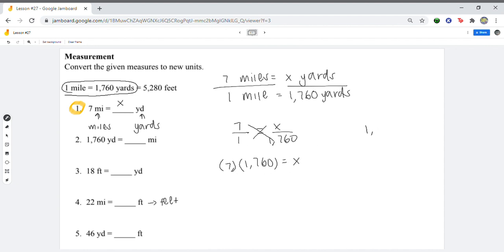So now we just have to multiply these 2 to find the unknown. So I'm just going to multiply it on the side over here. 1,760 times 7. So 0, 7 times 6 is 42. 7 times 7 is 49, plus 4, which should be 53. And then 7 times 1 plus 5, which is 12. So we should have X equals 12,320. So that should go over here.